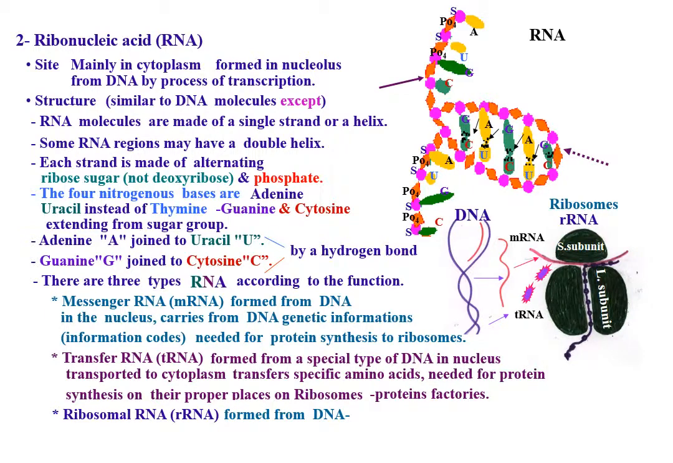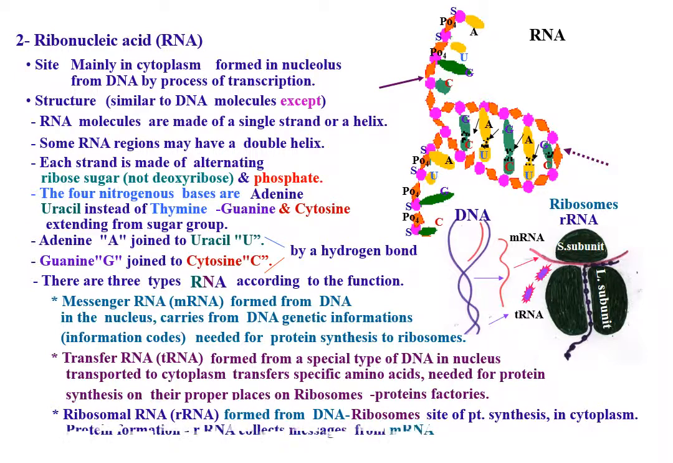Ribosomal RNA, also formed from DNA molecules in the nucleolus. The newly formed ribosomal RNA molecules, once they reach the cytoplasm, are called ribosomes and are the sites for protein synthesis, or the factories for protein synthesis. To summarize the steps for protein synthesis, ribosomal RNA collects messages from messenger RNA and specific amino acids from transfer RNA, then manufactures the needed proteins.